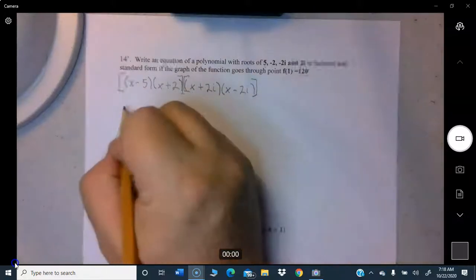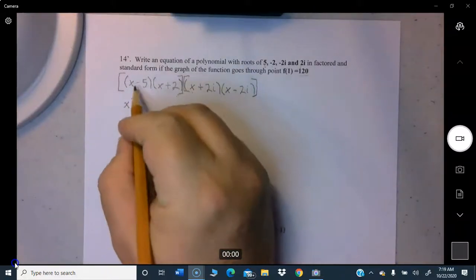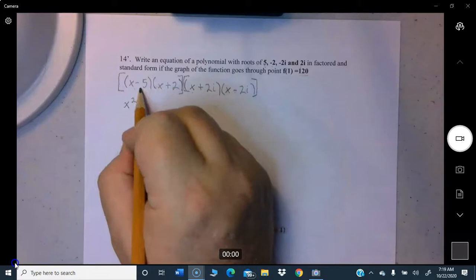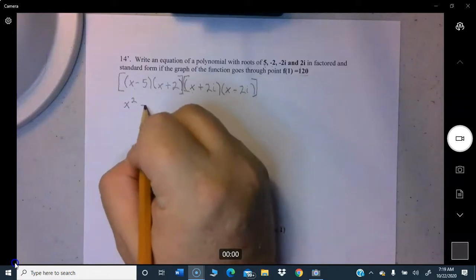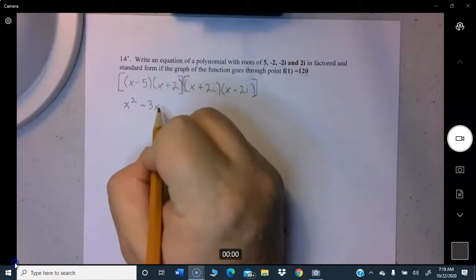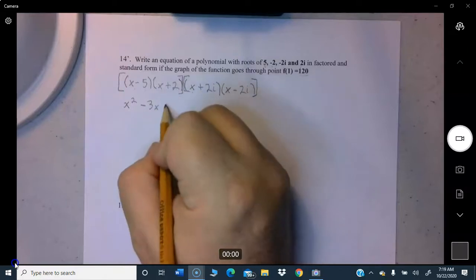So x times x is x squared. X times 2 is 2x. Negative 5 times x is negative 5x. You add those together, you get negative 3x. And negative 5 times 2 is negative 10.